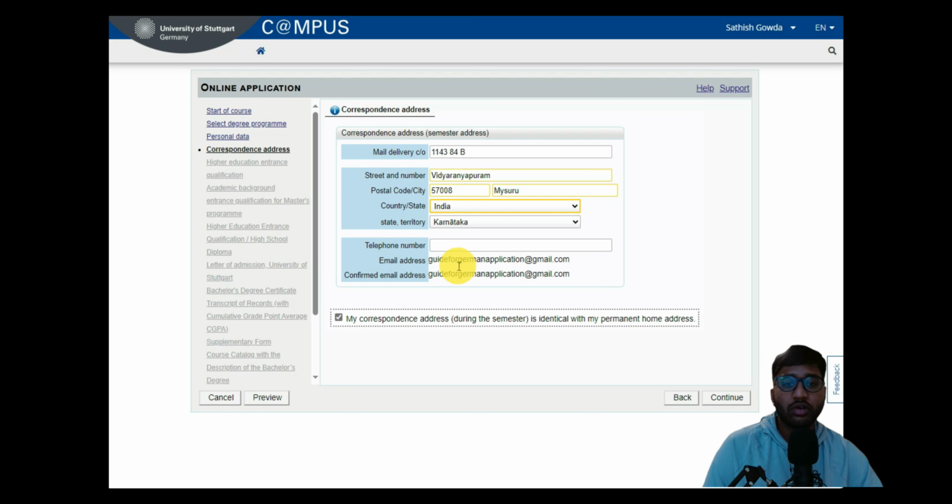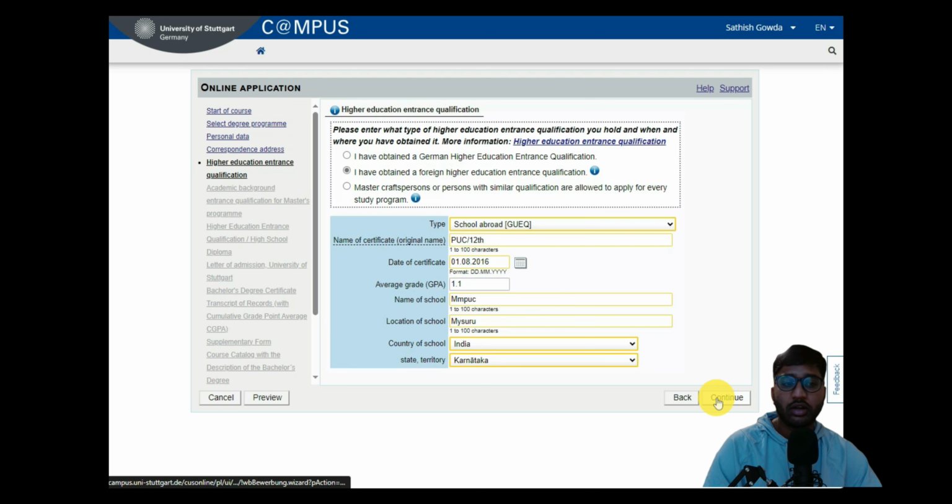Then you give your email ID; please confirm that you have given the correct email ID. Then also please tick that your corresponding address is the same as your permanent home address, otherwise you need to give your corresponding address again. Then you can click on continue.